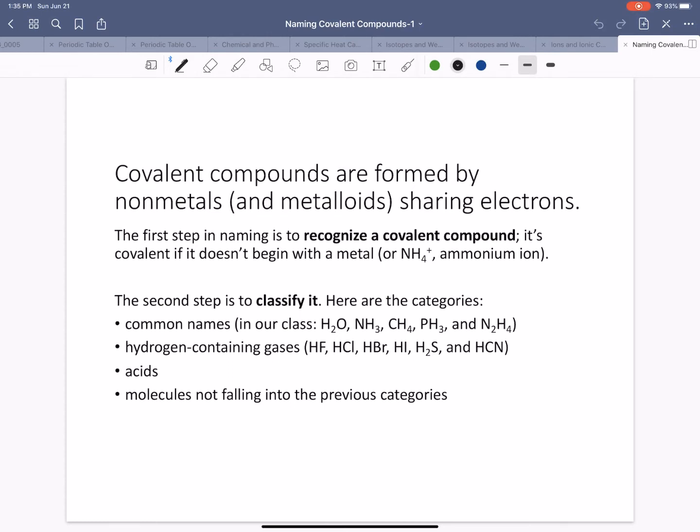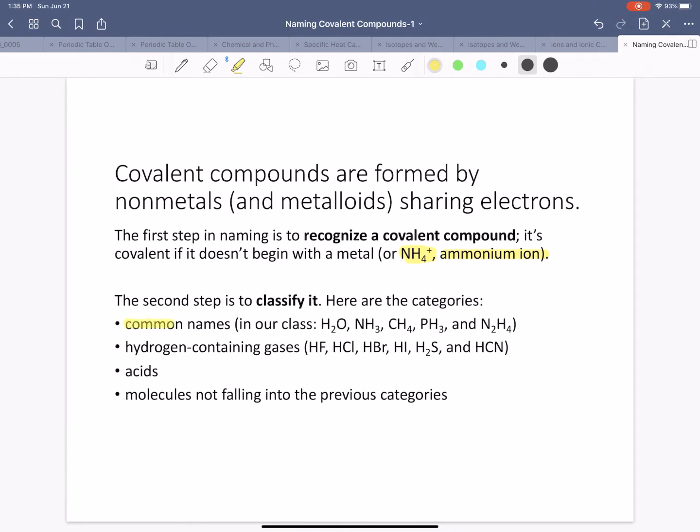The first step in naming is to recognize that it's a covalent compound. It's covalent if it doesn't begin with a metal, which forms metal ions, or this one nonmetal ion called ammonium ion. Ammonium ion is an ion that participates in ionic bonding. And the second step is to classify it, and here are our categories.